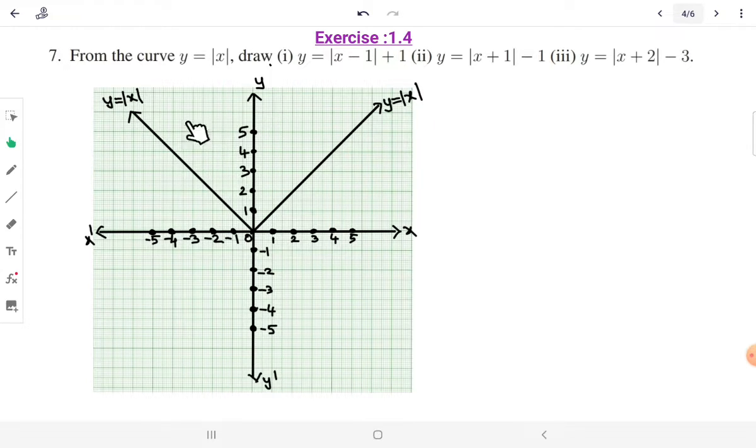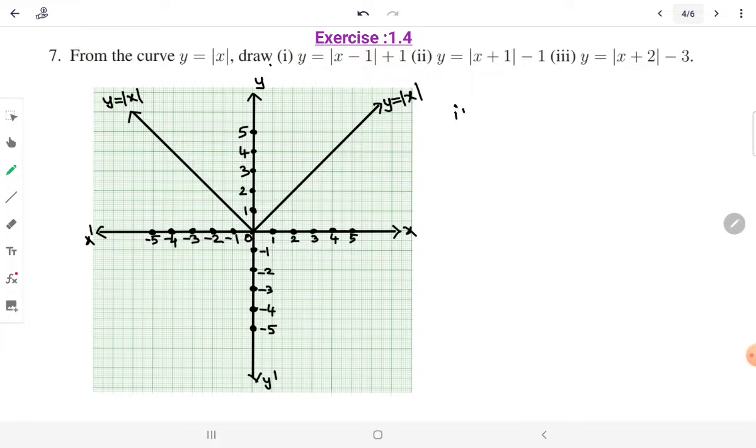Y is equal to modulus x graph. So, this side the positive ones and this side the negative x values. Now, with this they have asked totally 3 subdivisions. What is the first one? Let's see the first one. Y is equal to modulus of x minus 1 plus 1.